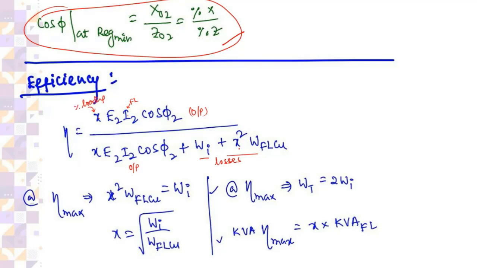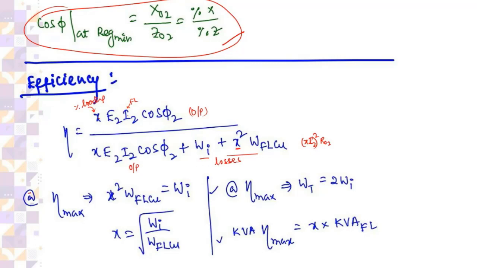So that is the reason why here X times I2 whole square you'll be getting. So that is X square times full load copper losses. Actually the full copper loss can be taken as I2 square into R02, right? So if it is changing with respect to load, so X times I2. That is what it is written as separately. X square times I2 square into R02 is written as full load copper losses.